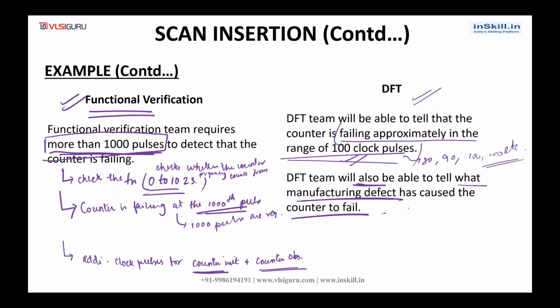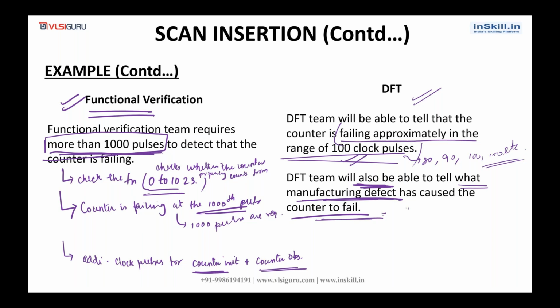So that is why the counter is failing. The functional verification team can only tell that the counter is failing, whereas the DFT team will also be able to tell what manufacturing defect has caused the counter to fail. How we are able to give this detail will be covered in the 3.5 months of your DFT advanced course. So this is the need for scan insertion.